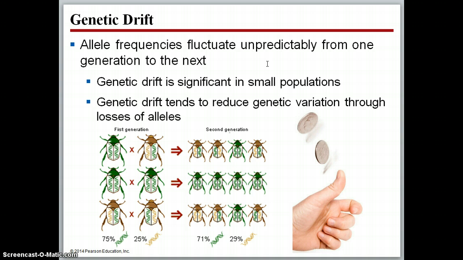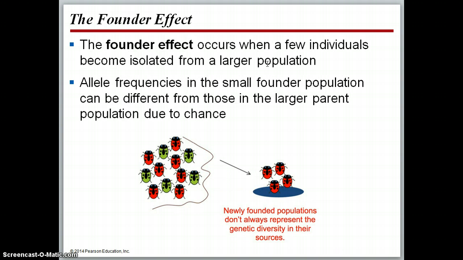It's more likely that you would get 2 heads and 3 tails as opposed to getting 5 heads in a row, but they're all possibilities. And this is what genetic drift is all about. It's just random change to the gene pool in the population. We're going to go through the founder effect and the bottleneck effect. These can cause genetic drift to occur.